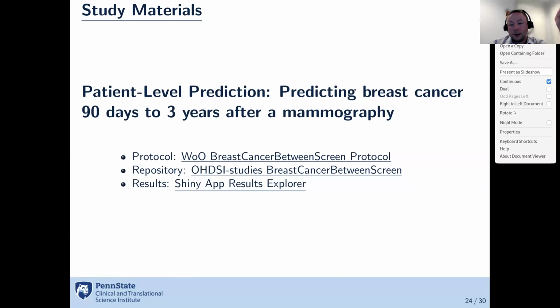You can see what an analysis protocol looks like for this study. The second link takes you to the GitHub repo, which has that analysis protocol using the OHDSI open source packages, HADES. And then the results are shared here in this R Shiny app.